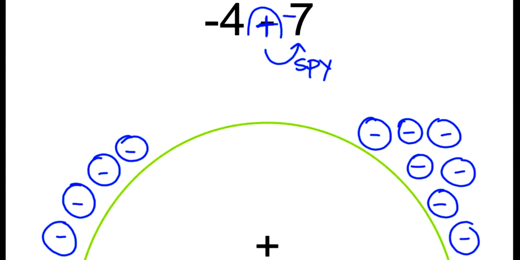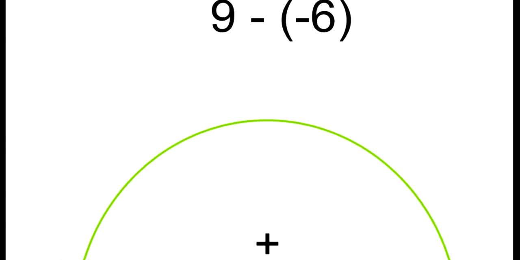So I have negatives on both sides. We know that negatives are going to win because negatives are on the same team. So when they get to the top of the hill, they're going to figure out that they're not going to fight one another. They're going to join. So I'm going to have negatives winning, and there are 11 of them because when they combine, 7 and 4 is 11.